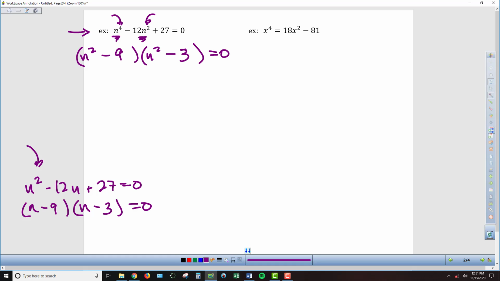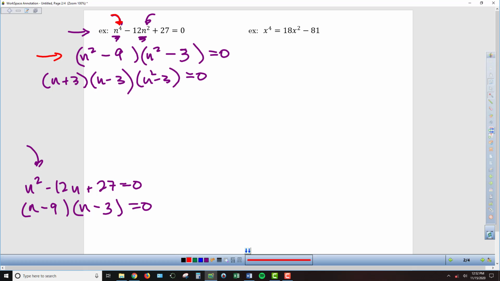So n squared minus 9 is a difference of squares. So I'm going to be able to factor that into n plus 3 times n minus 3. Now the n squared minus 3 is not factorable. We've already seen that before, so we're going to have to solve that piece using square roots after we set it equal to 0.